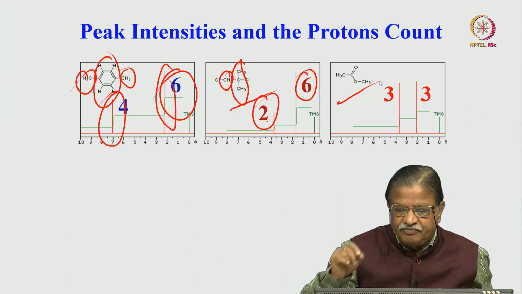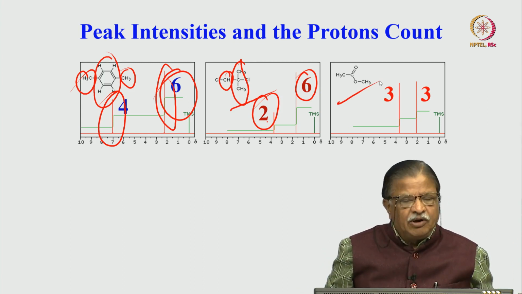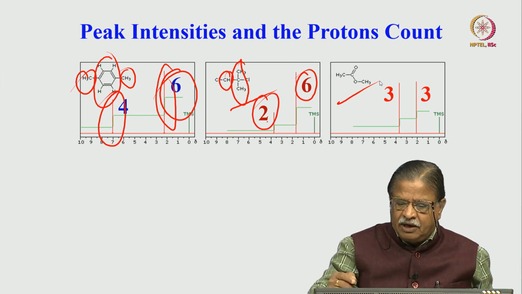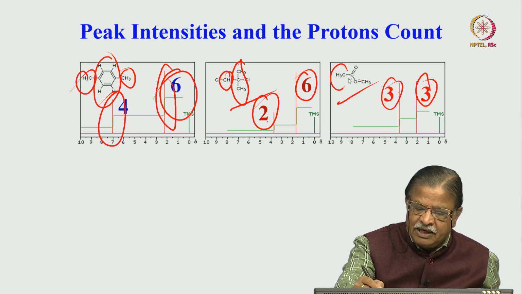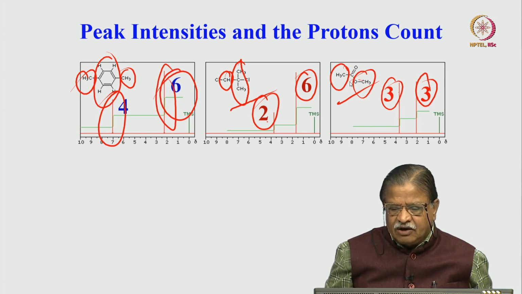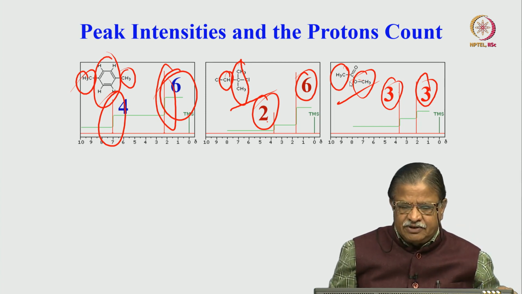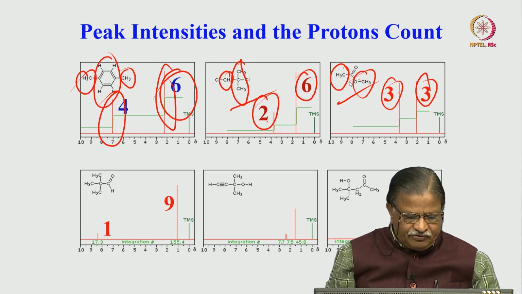Look at this molecule, there are two peaks of equal intensity. It could be 1:1 or 3:3, whatever you call it. The intensity measured is 3 here, and this is also 3. That means there are two CH3 groups here which are non-equivalent. As a consequence, we get two peaks for two CH3s of equal intensity. Okay, we continue further with a few more examples.